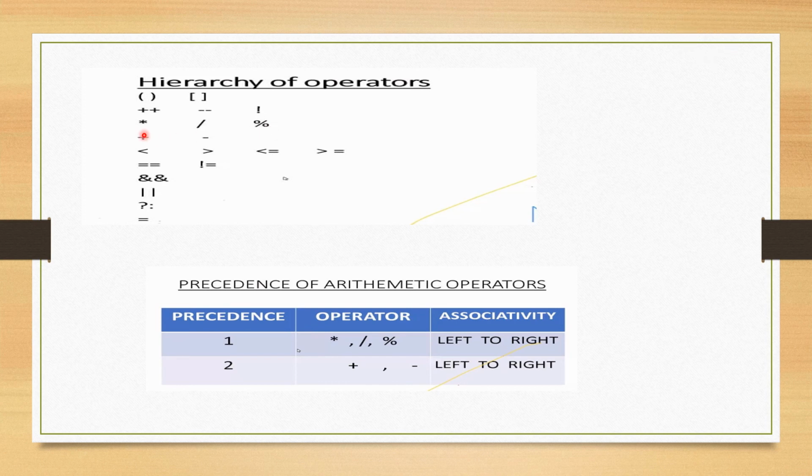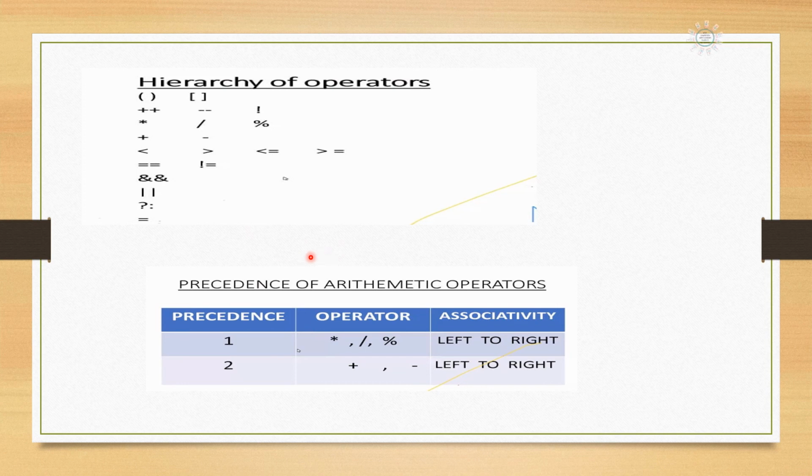Third, it is multiplication, division and modulus. And fourth, plus and minus. Then the relational operators we can see. And double equal and not equal to. Then logical and, logical or, and then question mark and equal sign. This hierarchy you have to study. There were questions to arrange the hierarchy or precedence in ascending order. So we have to learn the hierarchy so that we can solve questions if they are coming on BODMAS.